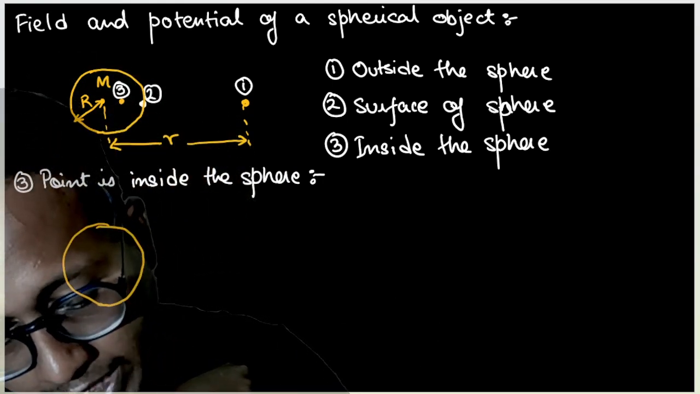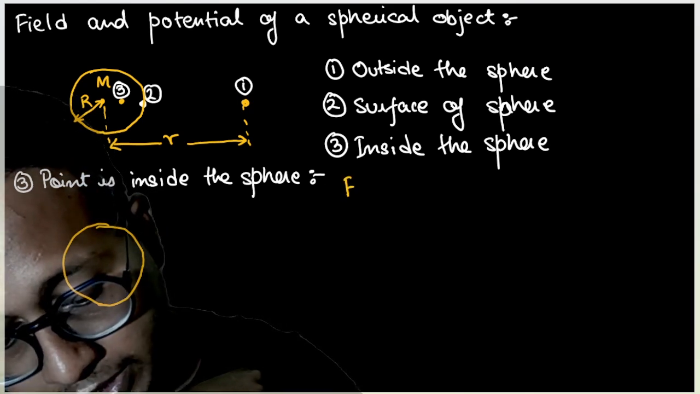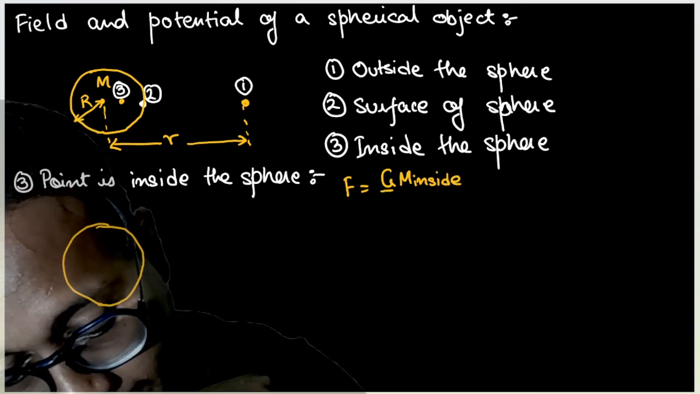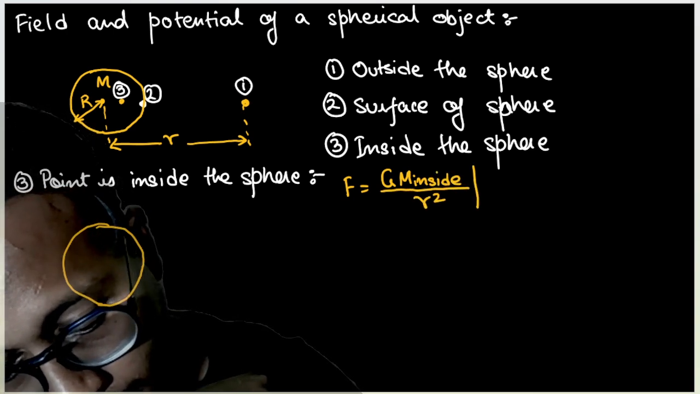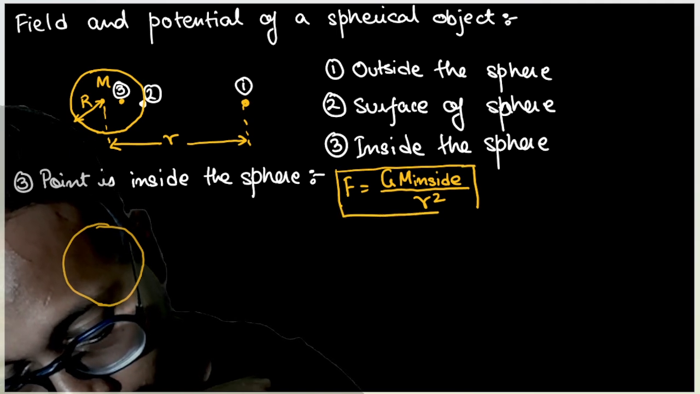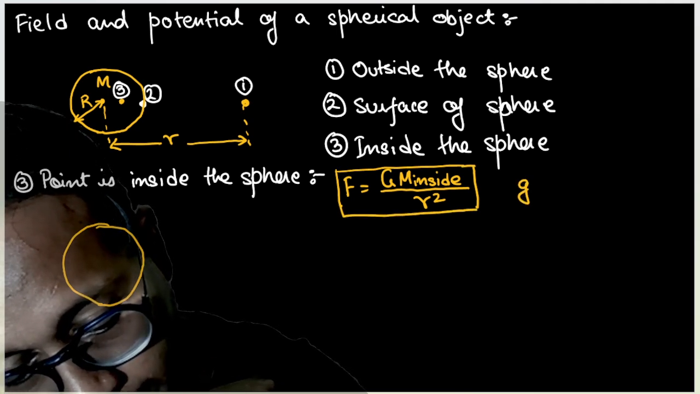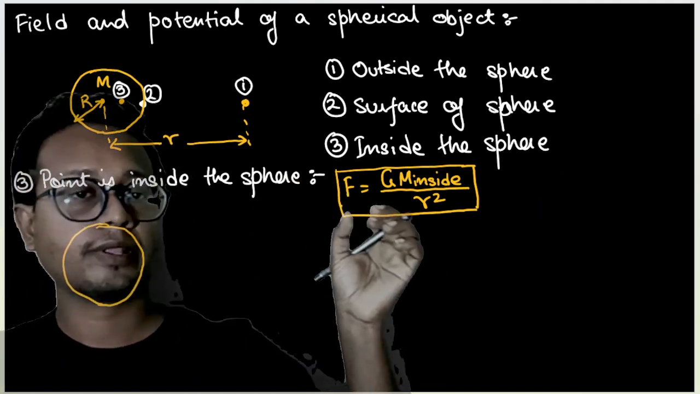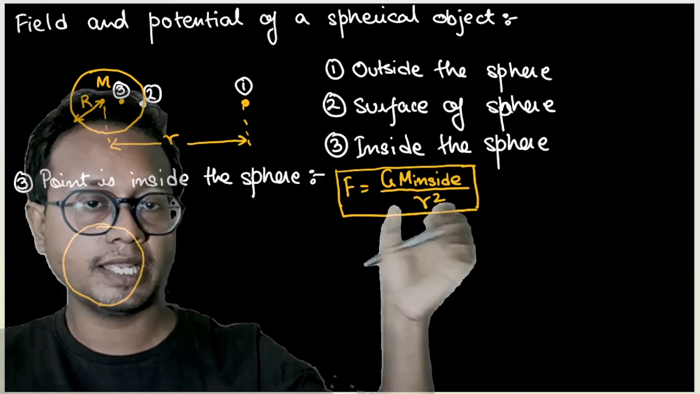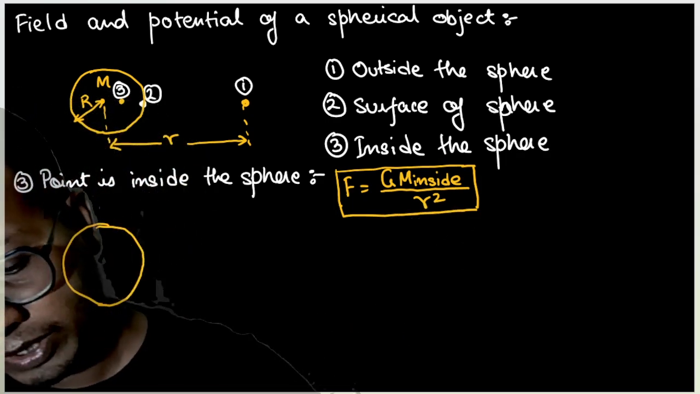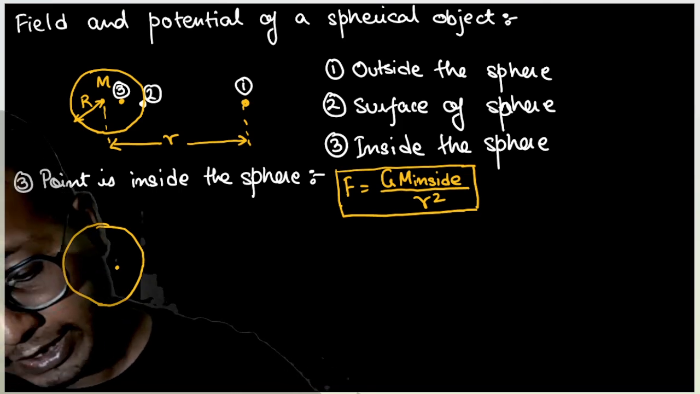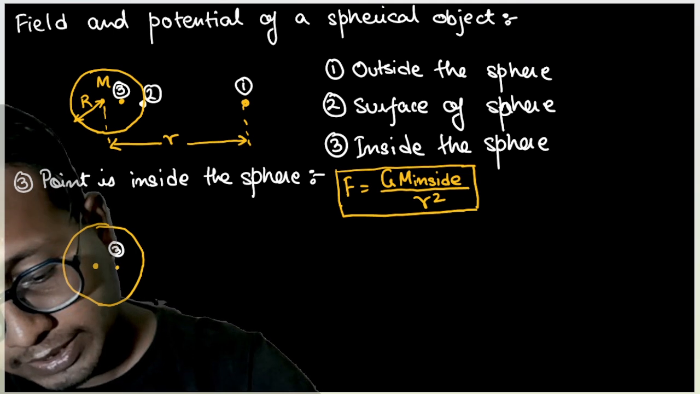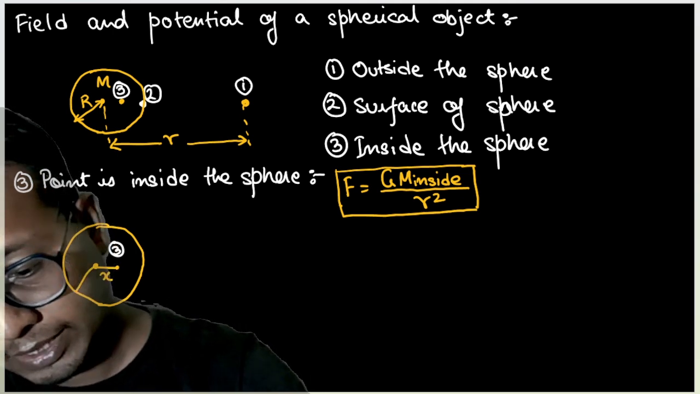The formula inside the sphere, whether you're finding field or potential, is G into mass inside divided by r². Similarly for potential, it will be derived by another formula. Force is nothing but G mass inside divided by r². Suppose you have to find the field at this point 3. Point 3 is not at the center. The distance between the center and point 3 is x. R is the radius of the sphere.